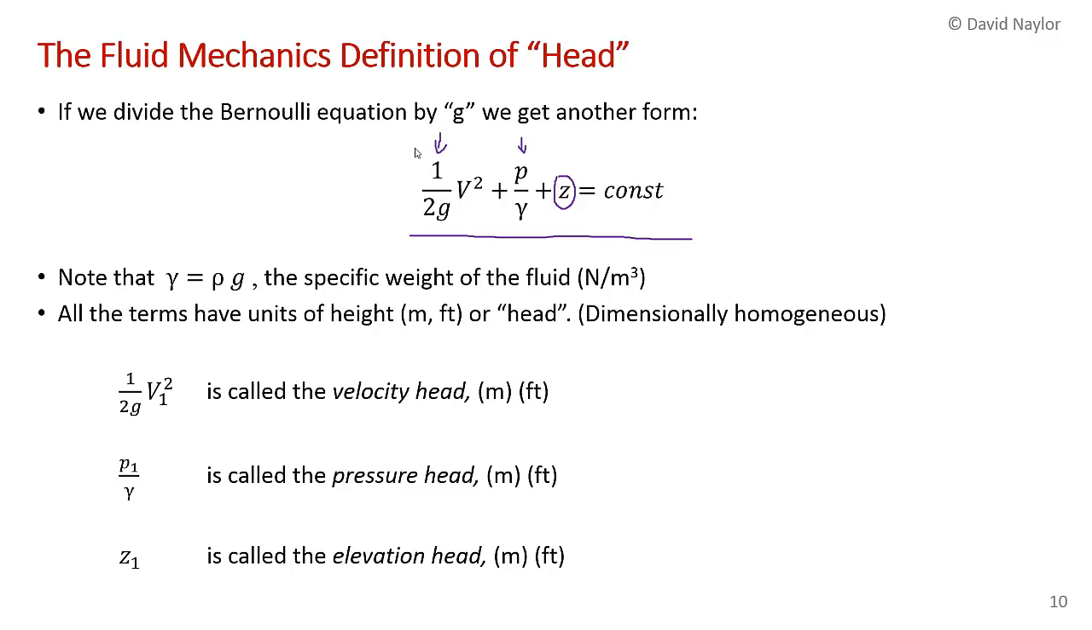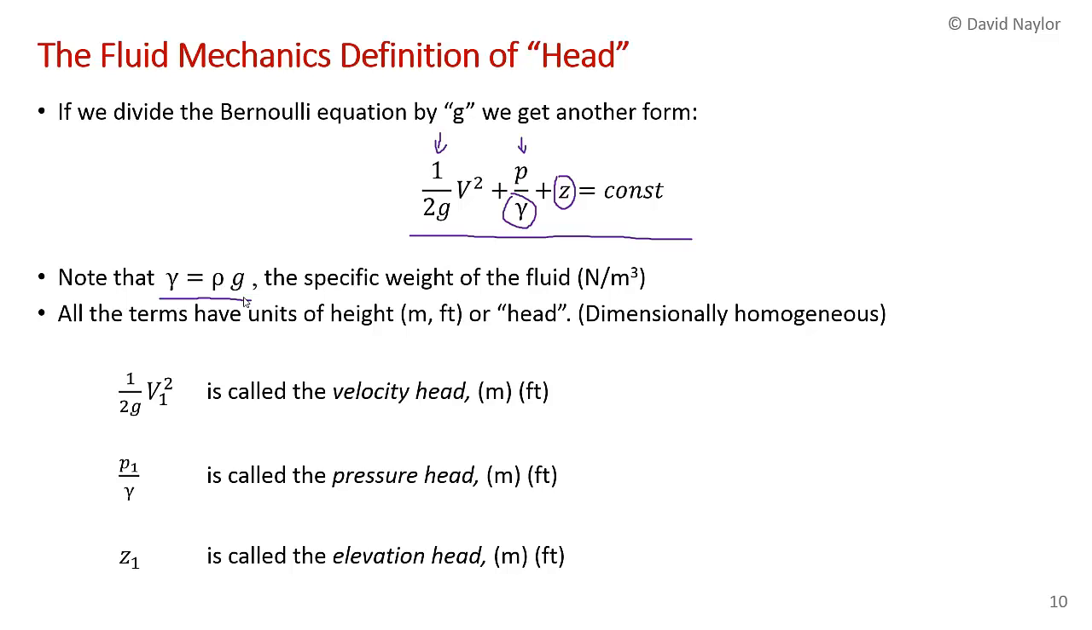Oh, and in this equation, because we've divided by g, this term here is rho g, which is the specific weight. And you saw specific weight in chapter 1. It's a property. It's the weight of fluid per unit volume, newtons per cubic meter, or pounds per cubic foot. So all the terms have units of distance, height, in meters or feet. And in fluid mechanics, this is called head. And so the slide's entitled The Fluid Mechanics Definition of Head.